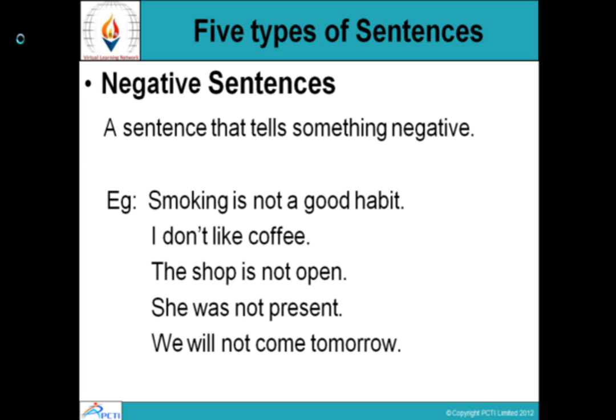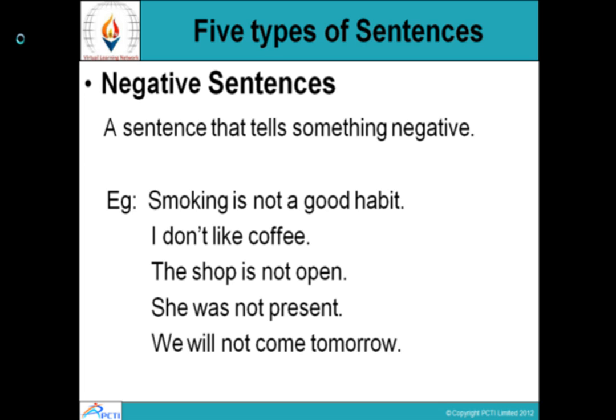I don't like coffee. To make a negative sentence, we need to add not after the helping verb. Smoking is not a good habit. Is is the helping verb, then not. Smoking is a bad habit is an assertive sentence. Smoking is not a good habit is a negative sentence. But in the next sentence, I don't like coffee, there are 2 verbs, do and like. But not will always come after the helping verb. I don't like coffee. Like is the main verb, but it will come after not.